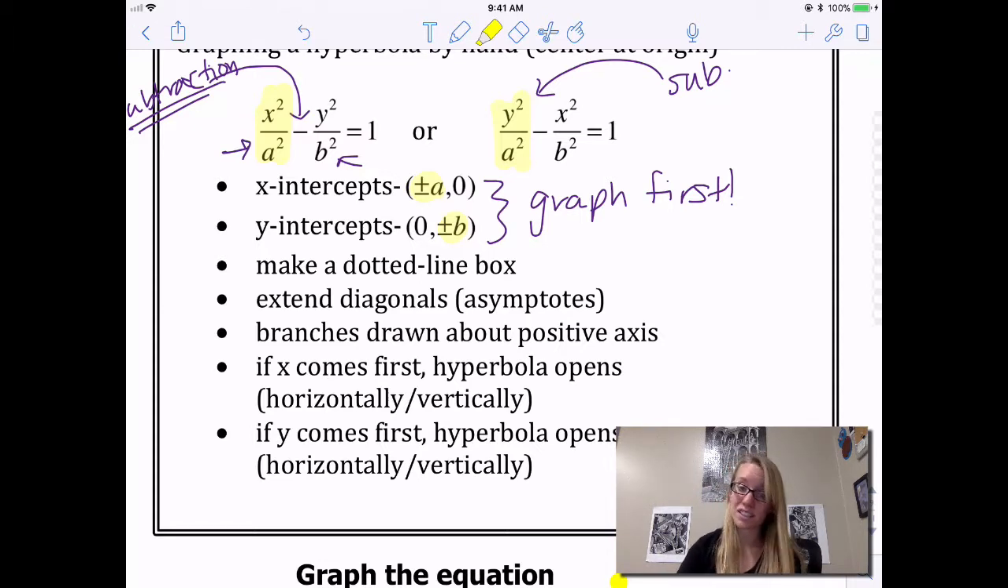And then the difference is, once you find those values, we're going to make a dotted line box. We're going to draw something that's not on the graph, but this box is going to help us find the asymptotes. And then after we've done all of that setup work, we can draw the hyperbola.